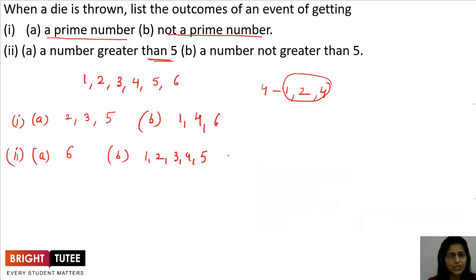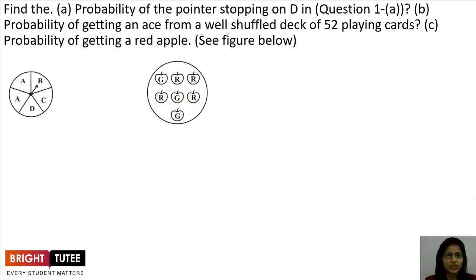So I hope this question is clear now. Let's go to the next question. Here is another question. So the first part we are going to concentrate first.